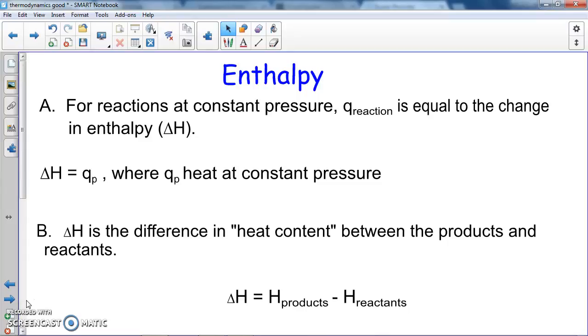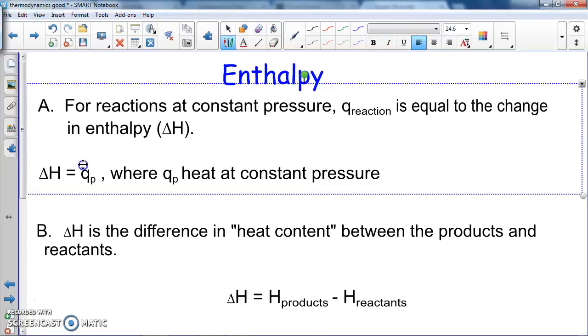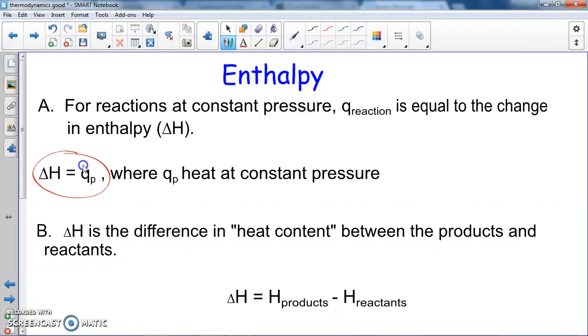So therefore we can say that delta H equals Q sub P. The sub P stands for constant pressure. Really it means nothing to us because everything we've done is at constant pressure. So really we are now just saying that instead of solving for Q, I can solve for delta H. We will explore further that delta H is the difference in the heat content, the amount of heat between the products and the reactants, and we will be using this formula in a few days.